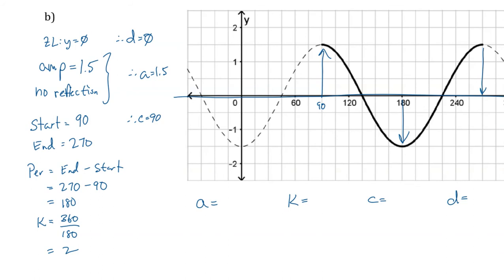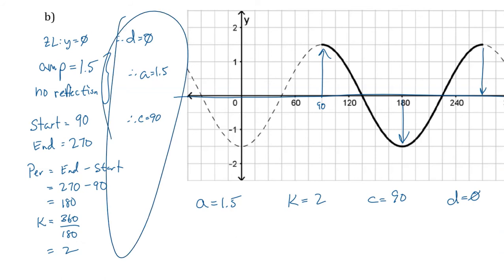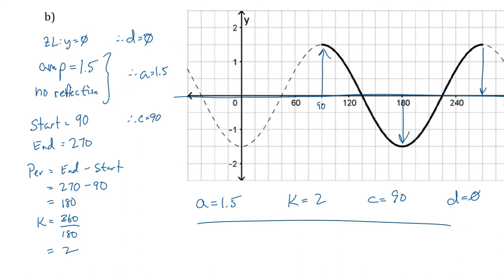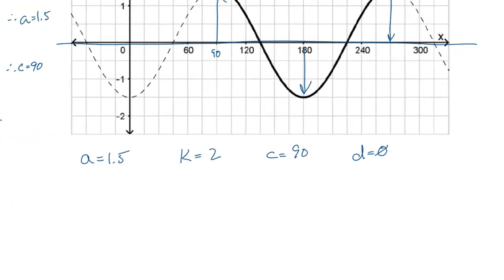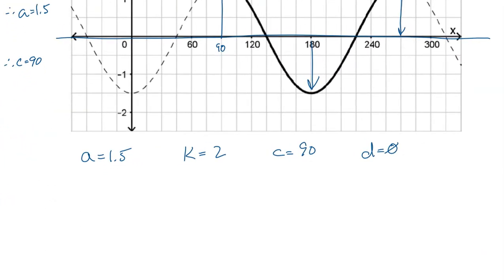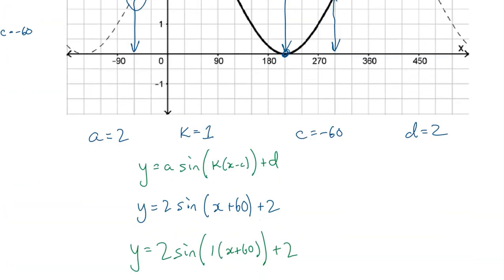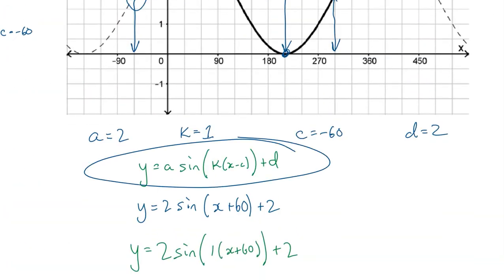So K is 2, A is 1.5, C is 90. Again, you do not have to write these twice. You can either write them down the side here, like I've been doing, or you can write them out like this. Whatever your preference is, obviously. This is cosine, no flip. Y equals. You do have to know this, right? You have to know where the A, the K, and the C, and the D go. Hopefully we kind of get that from doing the graphing.